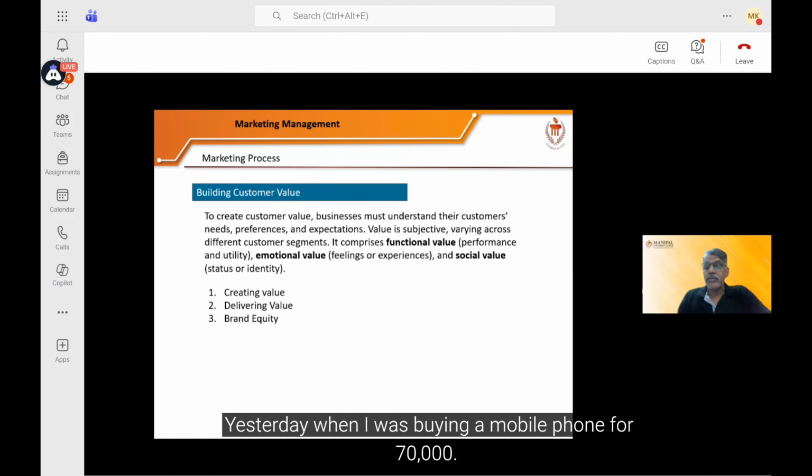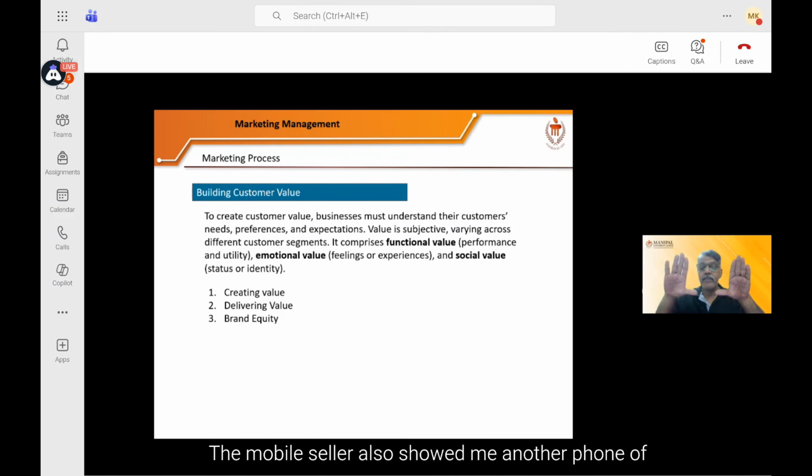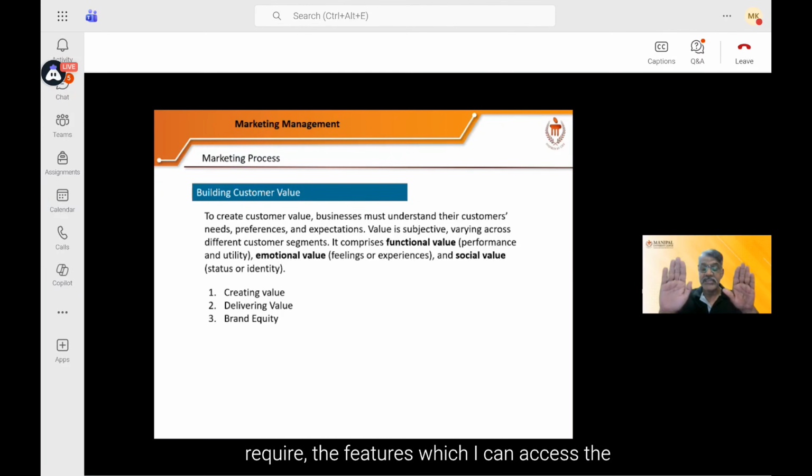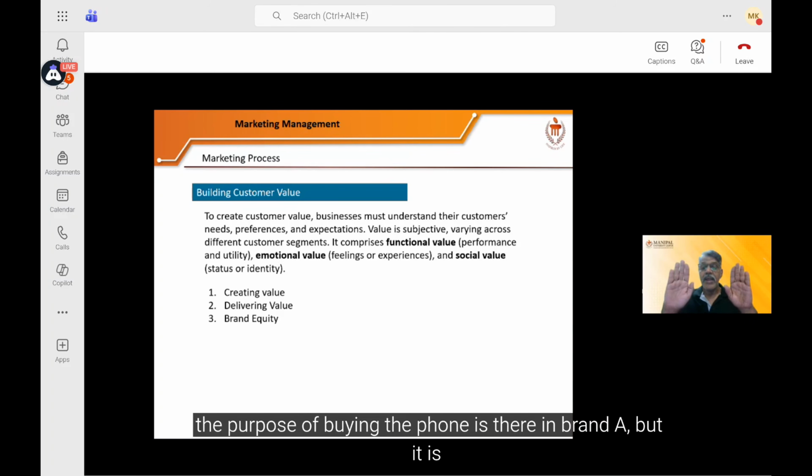Yesterday, when I was buying a mobile phone for 70,000, the mobile seller also showed me another phone of Oppo, which was costing 70,000. Now it is my decision which phone should I buy. Price is 70,000. When I started assessing brand A and brand B in the market, I found that the features which I require, the features which I can access, the purpose of buying the phone is there in brand A, but it is not there in brand B.